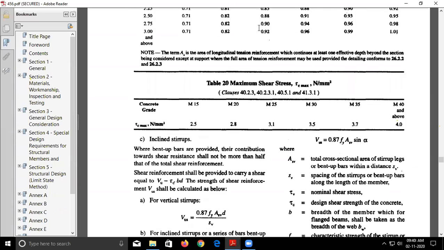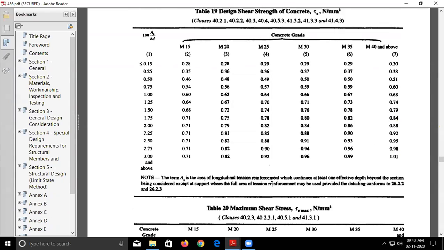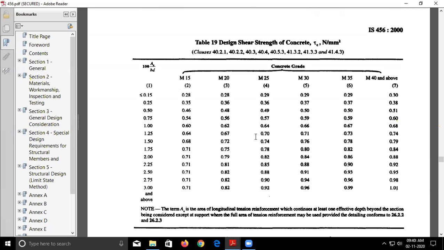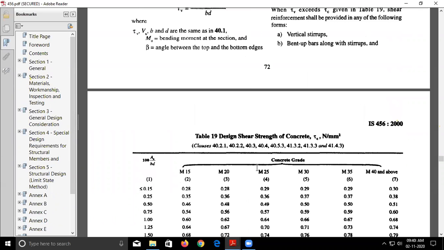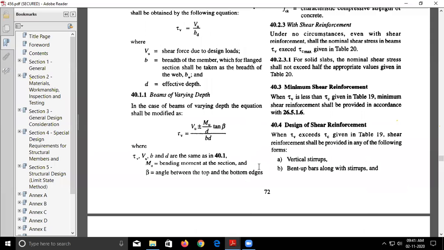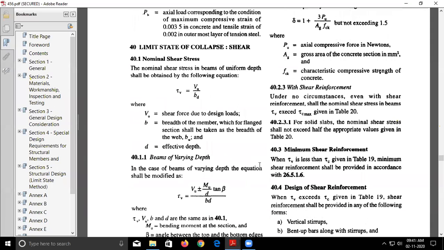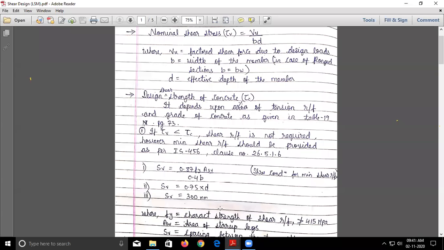So this page is important for you, page number 73, where you have to get the value of tau c from the table. Is this clear, everyone? Yes, sir. Okay, I hope the procedure remains the same. The procedure to solve it which we did last time will remain the same. The only difference you can see here is in the equation only. The rest of the procedure remains the same.